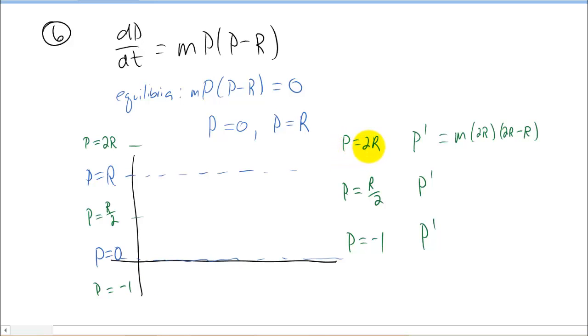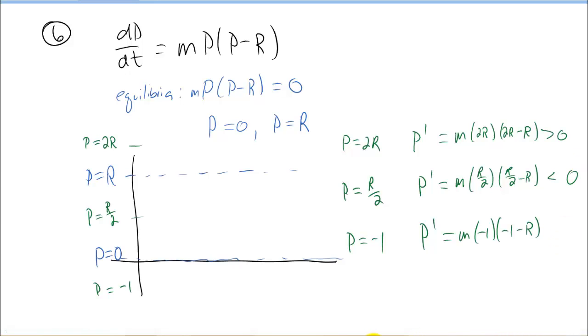Alright, for p equals 2r, our slope is going to be m times 2r times 2r minus r. Now you were told that r and m were positive constants, so that is going to be a positive slope. Right here at p equals r over 2, looks like we're going to get a positive number, and a negative number, so that is going to be a negative slope. And finally, if we plug in a population, which doesn't really make sense, but of -1, we will get, let's see, negative times a negative, a positive slope in that region.